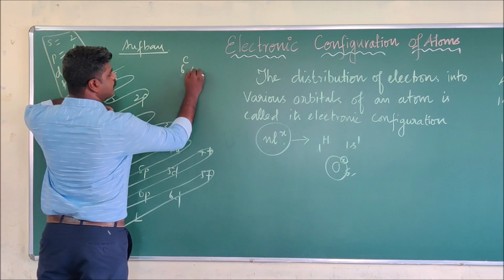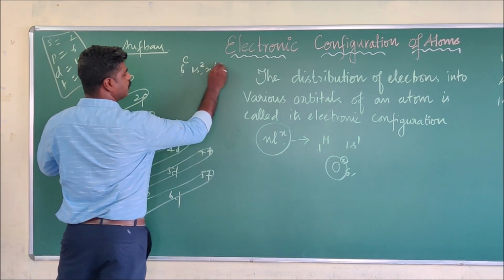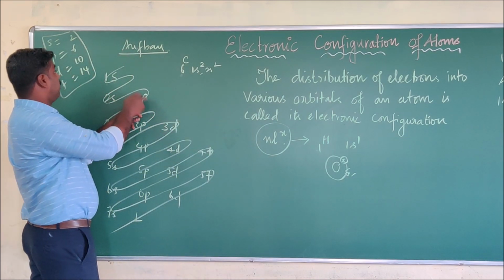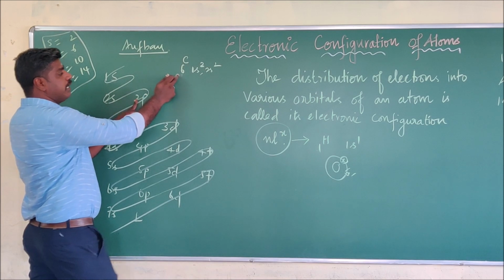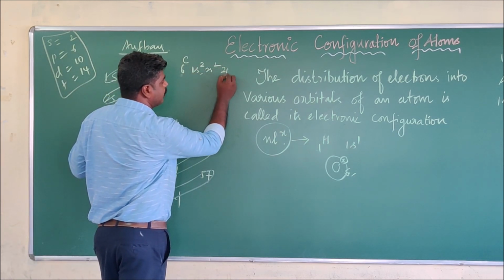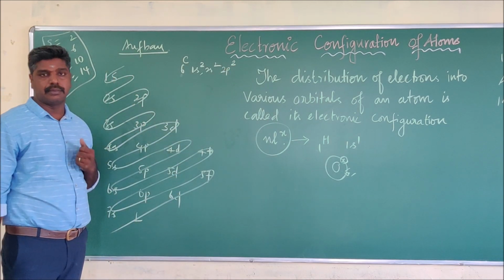See, 1s2. Then it comes to 2s2. Then it comes to 2p. 2p can hold a maximum of 6 electrons. But here, I have already written 4 electrons, and the remaining 2 electrons are there. That's why I can put 2p2. This is the electronic configuration for carbon atoms.